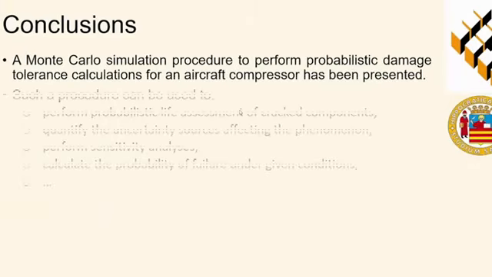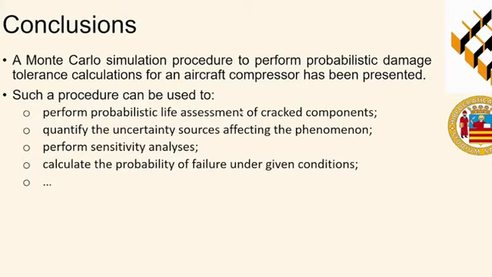So to conclude, what we wanted to do in this investigation was to present this procedure. We are not looking at further results for the sake of brevity, but anyway, we can calculate a lot of things. For example, we can calculate the probability of failure within a given number of cycles. We can calculate the probabilistic safety margins we can use directly at the design stage. We can quantify these uncertainty sources and so on.